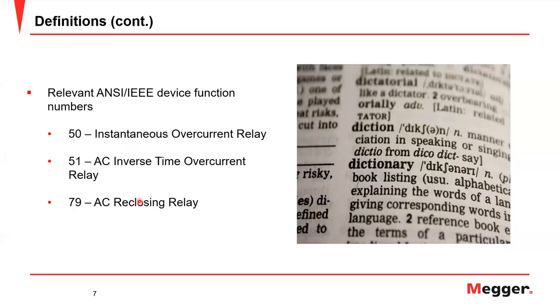The ANSI numbers that we'll be using relevant to this presentation: 50 is an instantaneous overcurrent relay, 51 is a time overcurrent relay, and 79 is a reclosing relay.